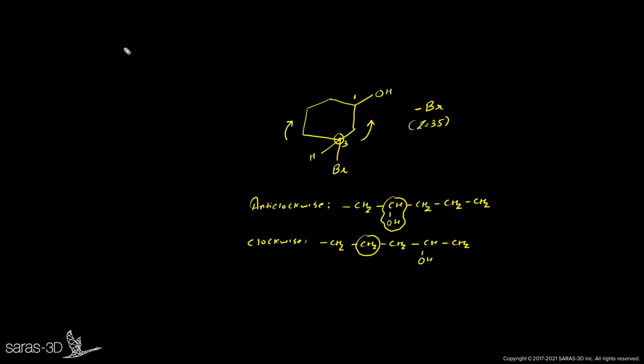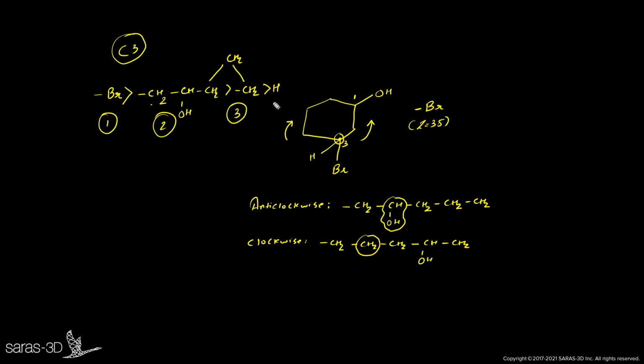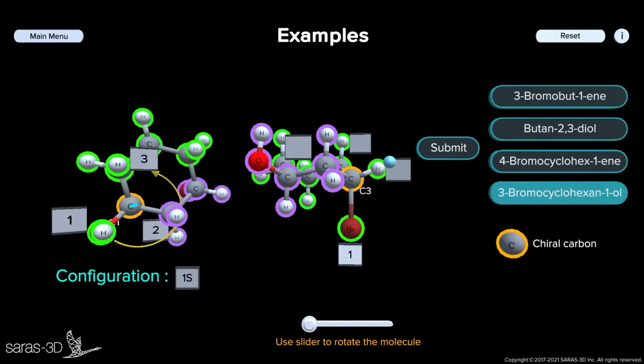So in case of the third carbon, the priorities will be bromine followed by CH2, CHOH, CH2, CH2, and hydrogen. So 1, 2, 3, and 4. In this way the priorities will be assigned. Bromine is 1, hydrogen will of course be 4.